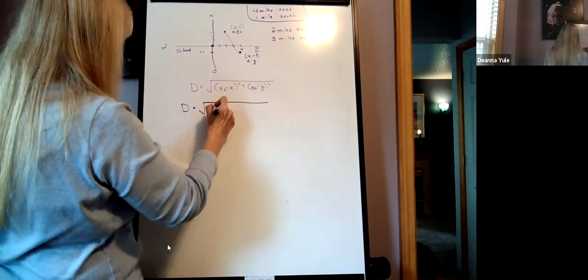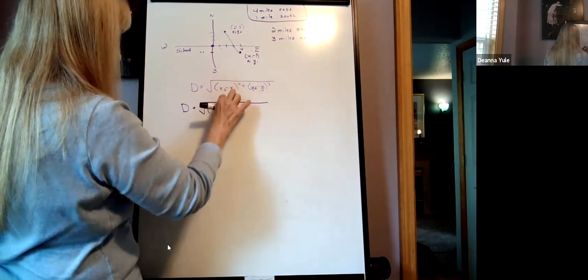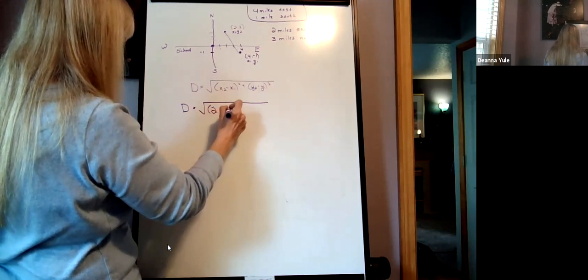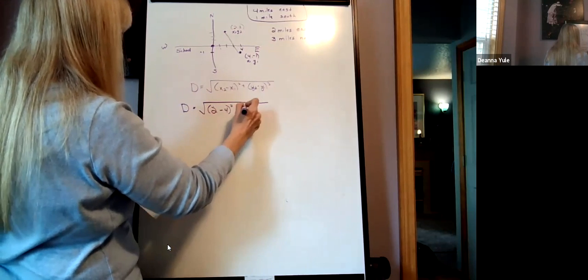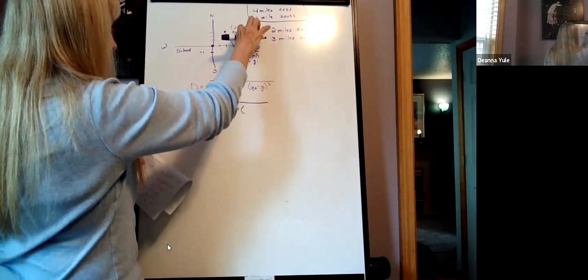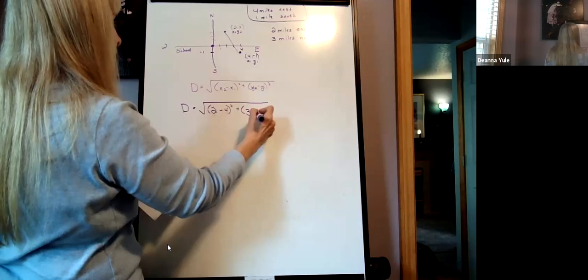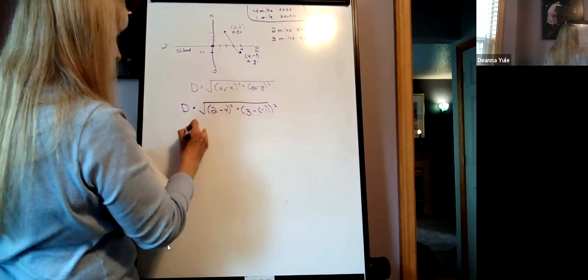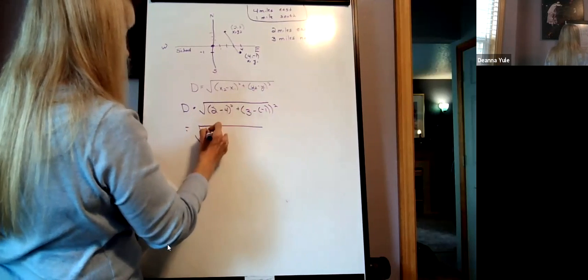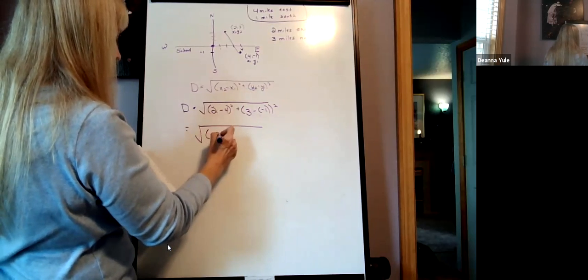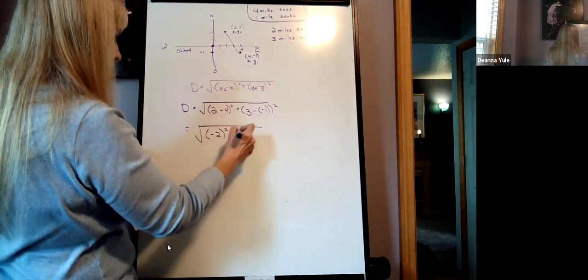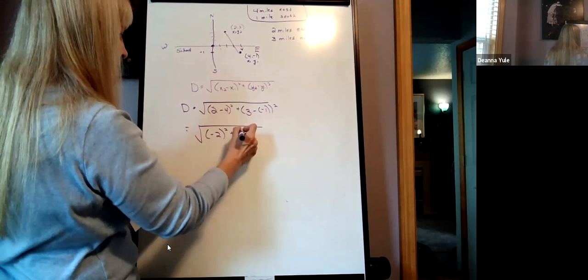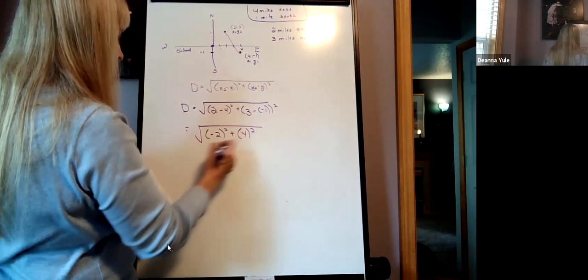So the distance is going to equal the square root of the x's first, 2 minus 4 squared, plus, I'm going to start here this time, 3 minus -1 squared. 2 minus 4 is -2. So I have -2 squared plus, minus a negative is a plus, so 3 minus -1 is 4. This will be 4 squared.